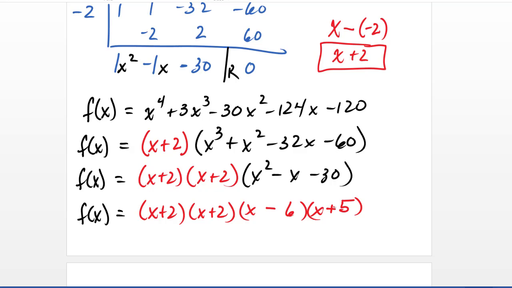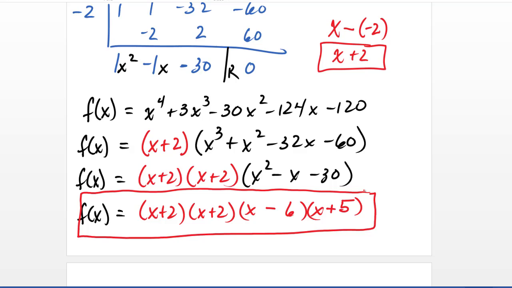And now we've broken down that fourth degree polynomial function into all of its linear factors, and that is ultimately what we're looking for. And again, if this were a polynomial equation set equal to 0, then we'd be able to set each of these linear factors equal to 0 through the zero product property and solve for all of the x values. So this is a very important skill that you're learning that's going to set you up in later sections.